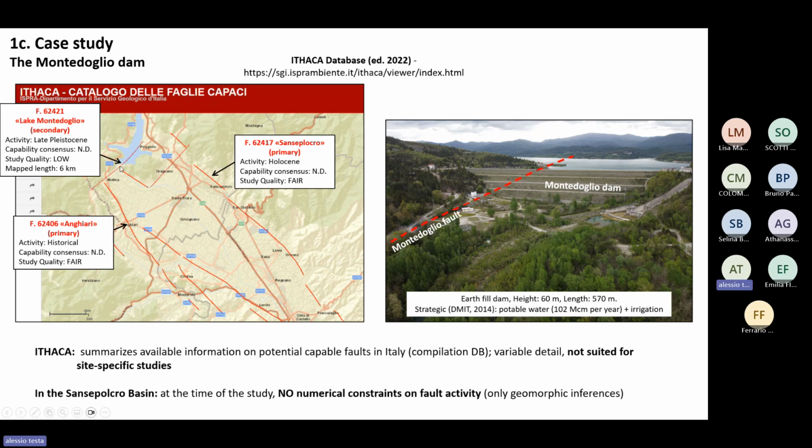As you can see here, across the dam, the database shows a potential capable fault, which is called the Lake Montedoglio fault. It is mapped as a secondary fault. It has a length of 6 kilometers. So in case of surface faulting, it could have an impact similar to primary faulting for the dam. Anyway, the quality of the studies in the literature, according to the database, is low.